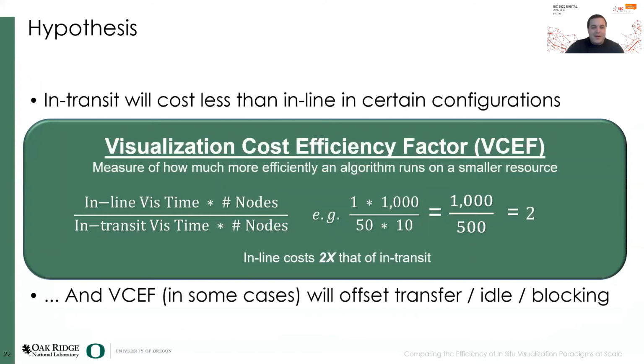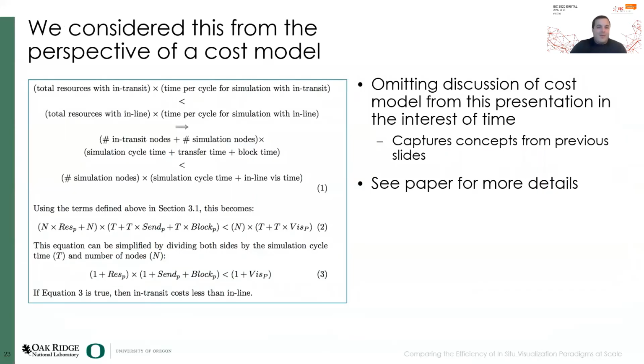The other hypothesis we have is that VCEF, in some cases, is actually going to offset our transfer, idle, and blocking costs. The way we considered this is from the perspective of a cost model. Due to time today, we're just going to omit the discussion of the cost model in this presentation and get into some of the results that are a little more interesting. Our cost model captures the concepts from our previous slides, and I encourage you to please see the paper for the details of that cost model.